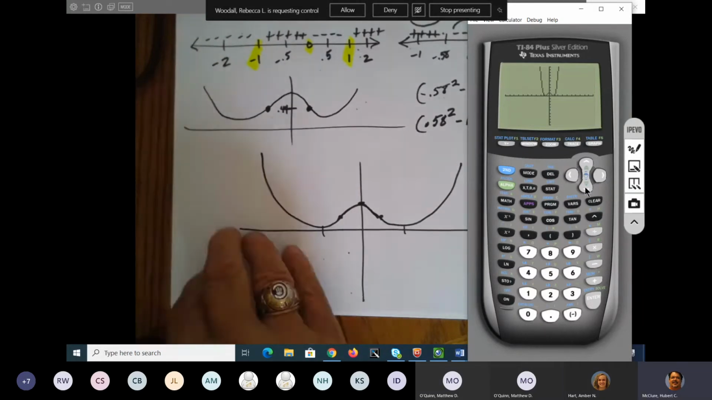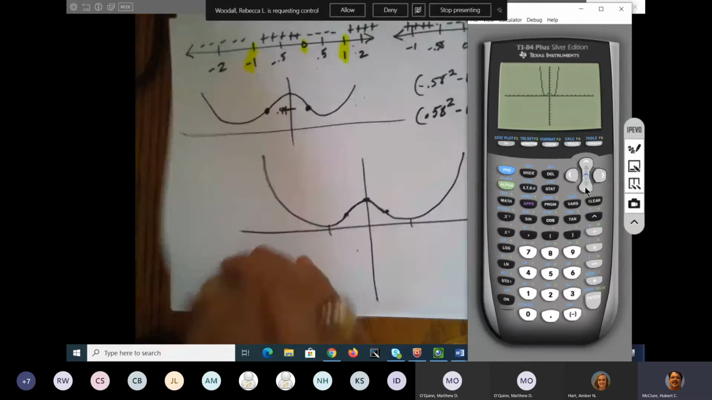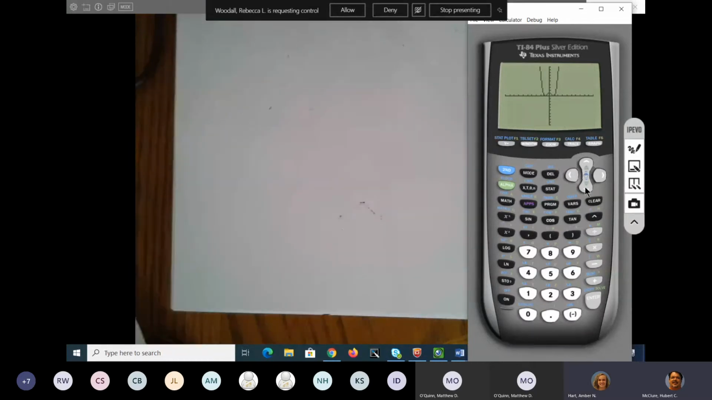My graph didn't show the little squiggle in the middle. Well, you need to zoom in a little bit, or you didn't type it in correctly. Probably just need to zoom in.